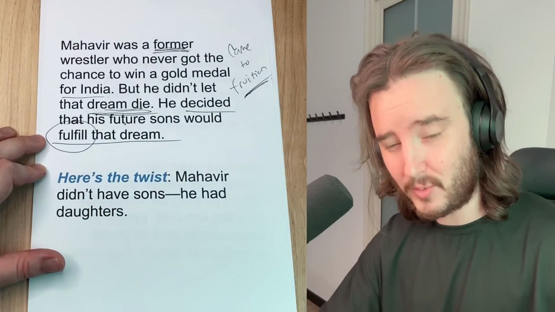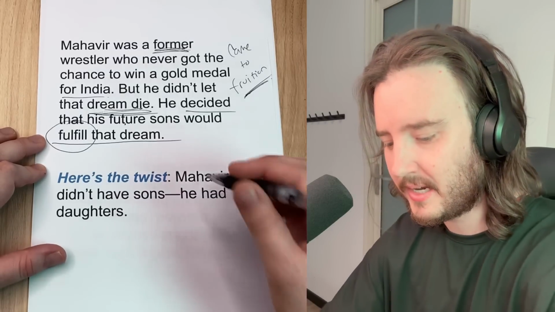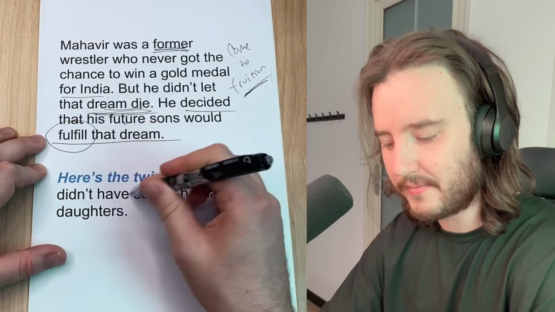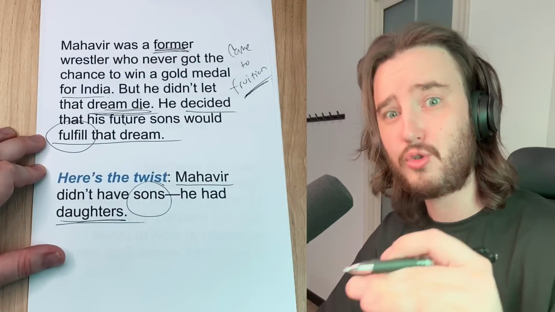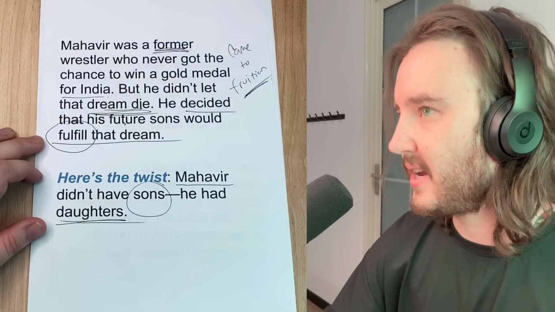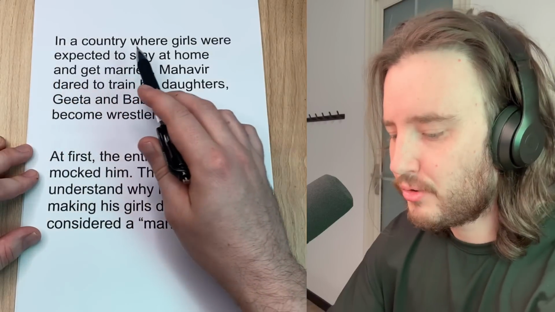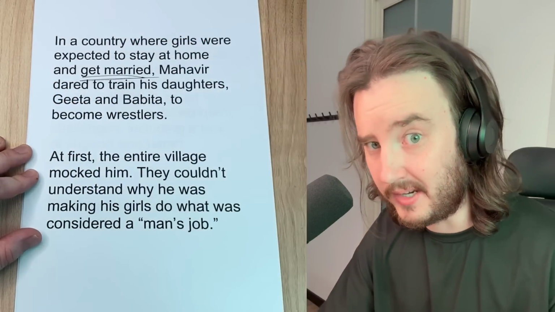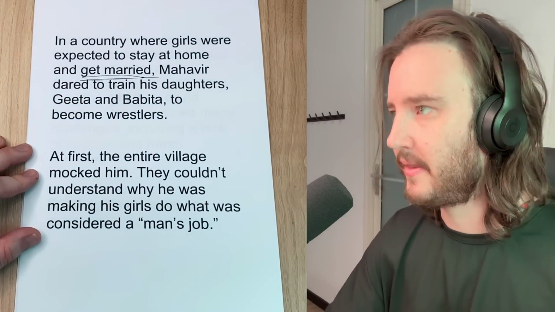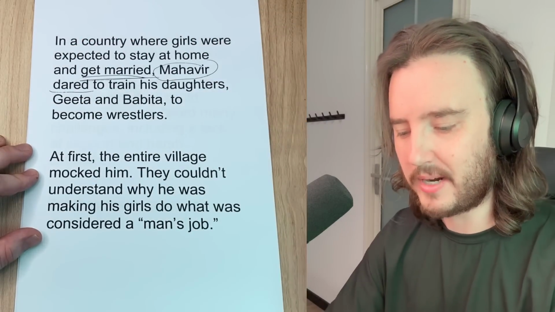Here's the twist, though. We talked about this, right? Here's the part in the story that no one expected. Mahavir didn't have sons. Instead, he had daughters. So that was the big twist. That was the unexpected turn in the story. In a country where girls were expected to stay at home and get married very early at that, right? Mahavir, he dared to train his daughters.